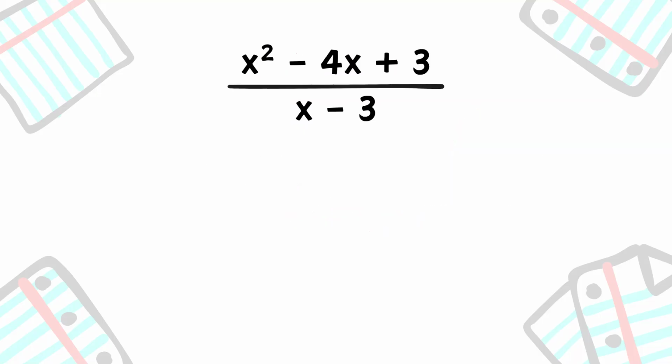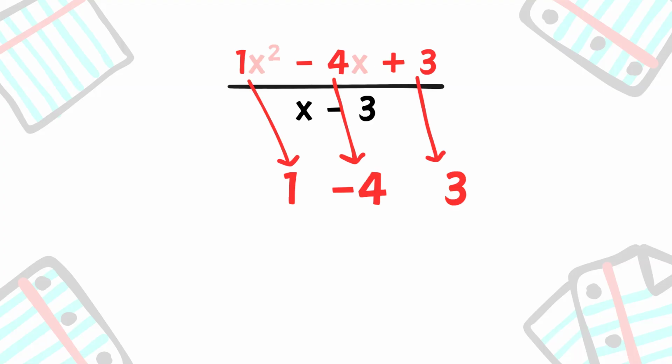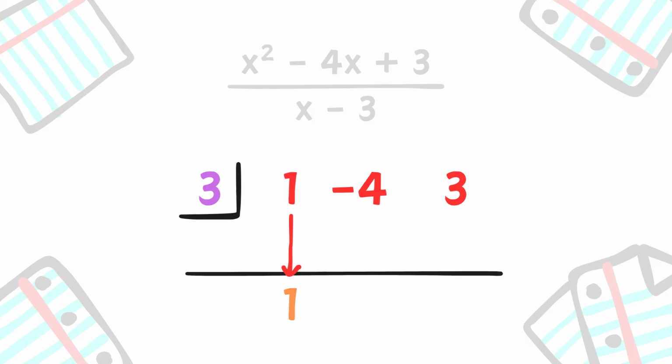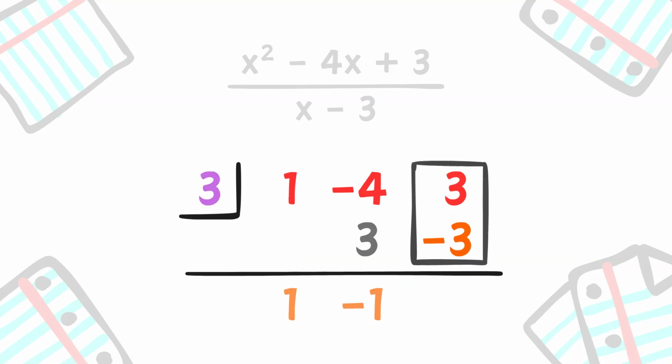Let's try dividing x squared minus 4x plus 3 by x minus 3. Try this one on your own. Alright, so our coefficients are 1, -4, and 3, and our root is 3. Drop the first coefficient, 1, and multiply by 3, and add. This gives us -1. Multiply by 3 again, and add. 3 minus 3 is 0. So we have 1, -1, and 0.